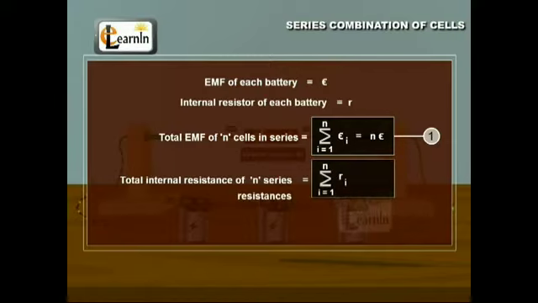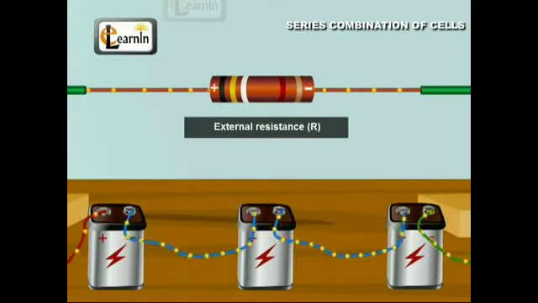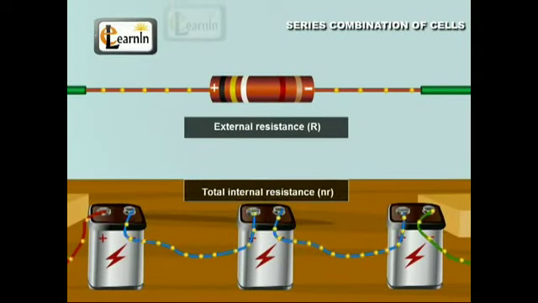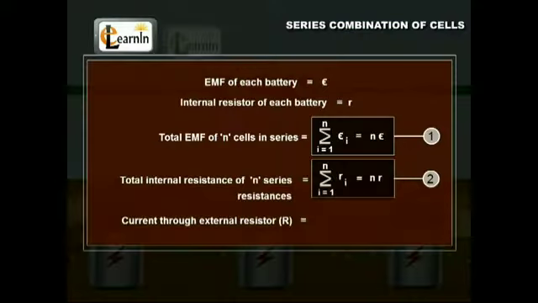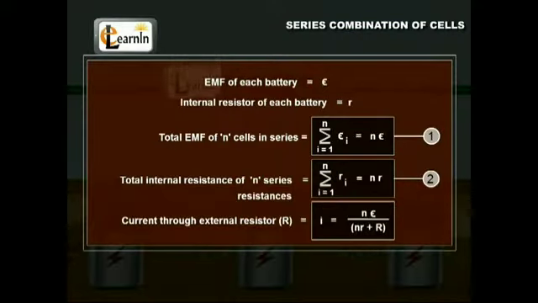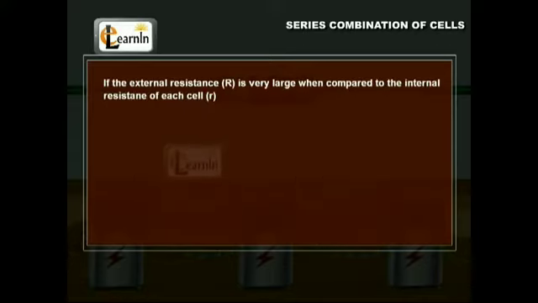If r is very much less than R, then I = nψ/R. Here I1 is the current due to a single cell, so I1 = ψ/R. Thus, if r is negligible when compared to R, the current supplied by the battery is n times that supplied by the single cell.